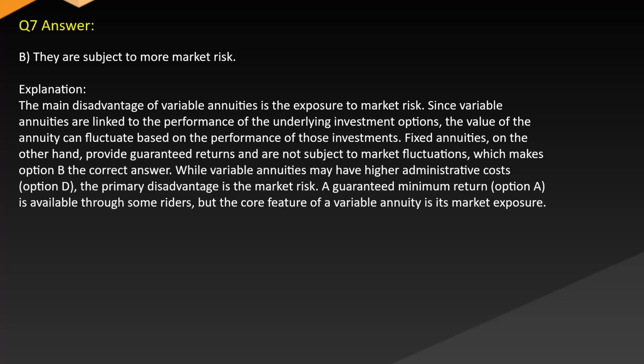Explanation. The main disadvantage of variable annuities is the exposure to market risk. Since variable annuities are linked to the performance of the underlying investment options, the value of the annuity can fluctuate based on the performance of those investments. Fixed annuities, on the other hand, provide guaranteed returns and are not subject to market fluctuations, which makes option B the correct answer. While variable annuities may have higher administrative costs, option D, the primary disadvantage is the market risk. A guaranteed minimum return, option A, is available through some riders, but the core feature of a variable annuity is its market exposure.